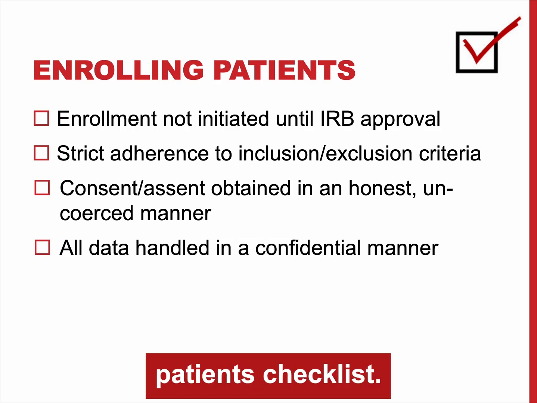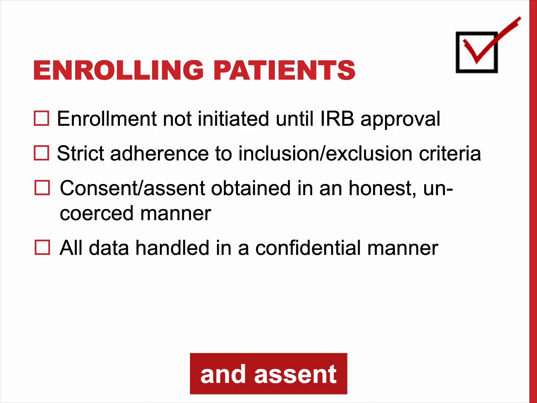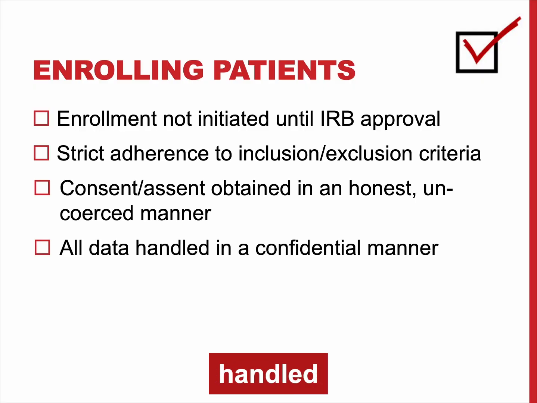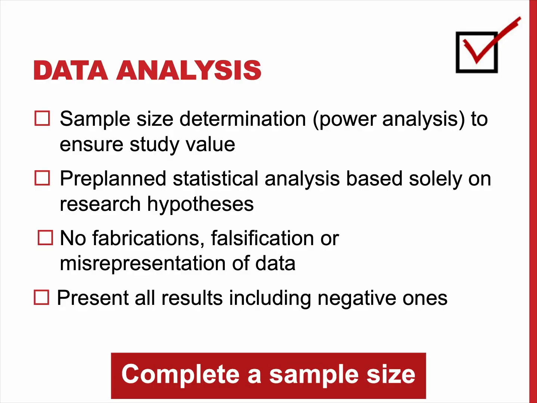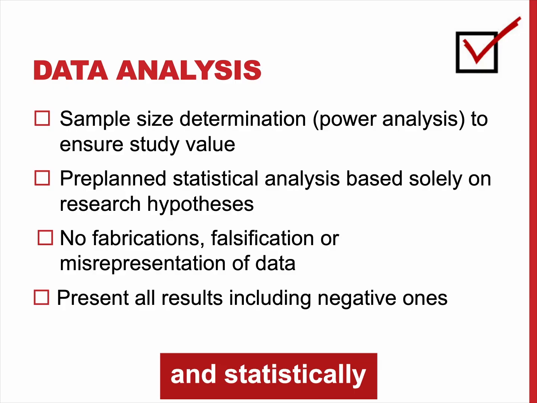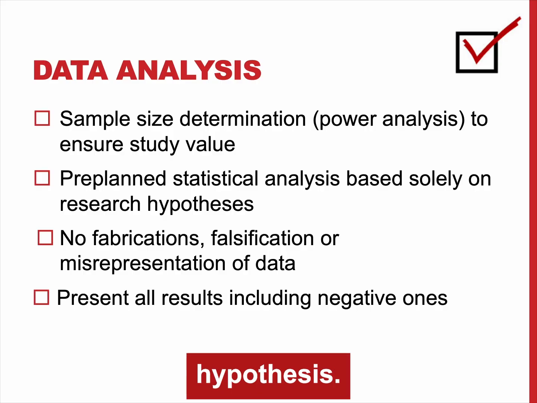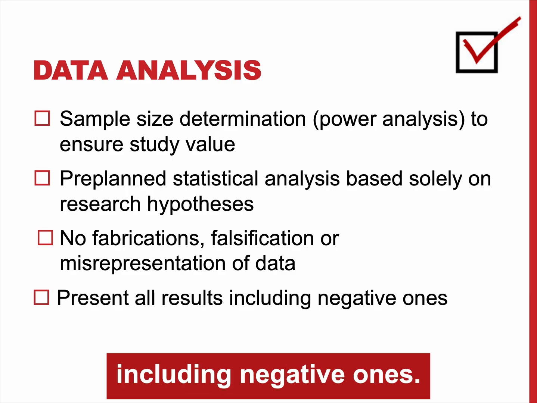This is the enrolling patients checklist. Enrollment should not be initiated until IRB approval. Strictly adhere to inclusion and exclusion criteria. Obtain consent and assent and authorization in an honest, uncoerced manner. All data should be handled in a confidential manner. This is the data analysis checklist. Complete a sample size determination or power analysis to ensure that the study results are clinically and statistically significant. Utilize a pre-planned statistical analysis based solely on the research hypothesis. Avoid fabrications, falsifications, or misrepresentation of data. Present all results, including negative ones.